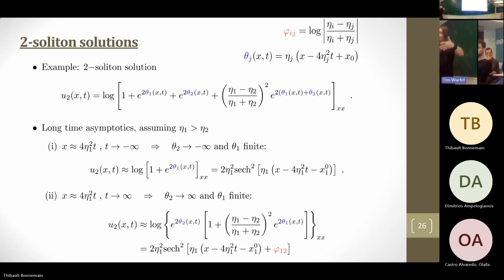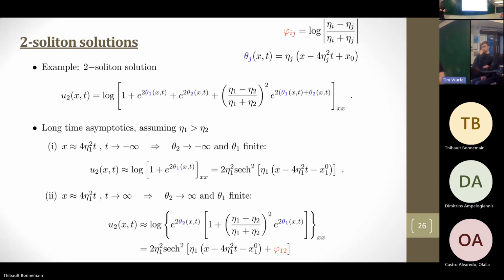But if you still look in the vicinity of x equal 4 eta 1 squared t, but as t this time goes to plus infinity, then theta 1 still stays finite, but theta 2 goes to plus infinity. This reduces to that, which yields again a one-soliton solution, but this time the solution has picked up a shift. This scattering shift depends on the spectral parameters of the two interacting solitons. The bigger soliton gets shifted forward, whereas if you do the same long-time asymptotics with the smaller one, you'll see that it gets shifted backward.